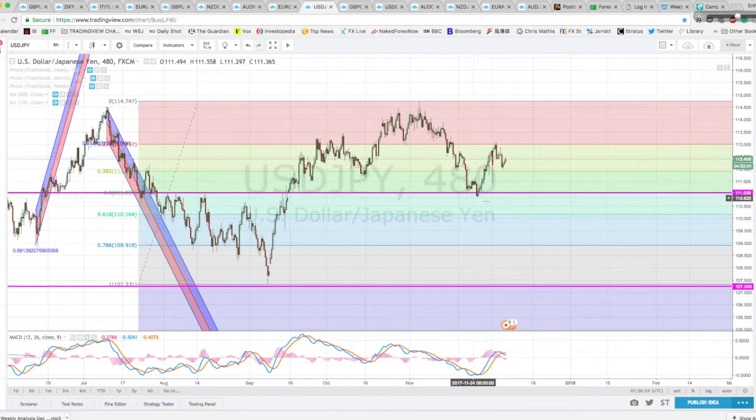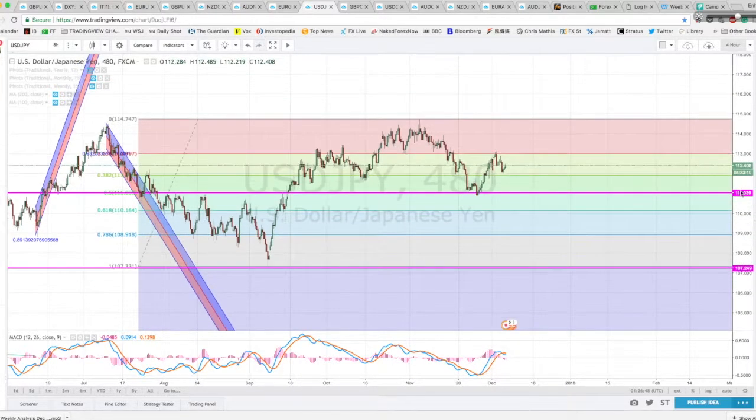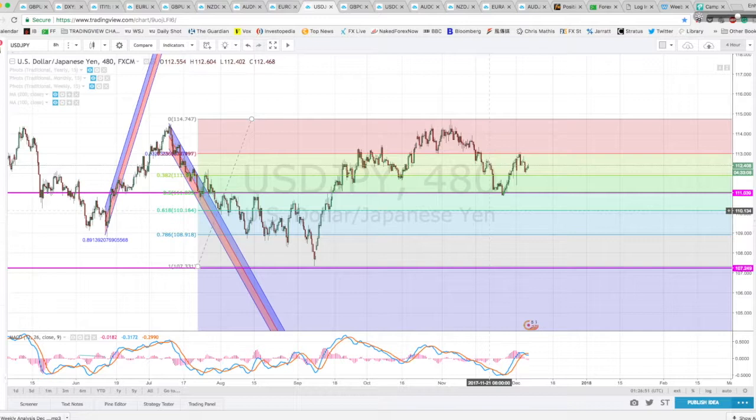So I got in here at 111.19, basically the low of lows since September. And I'm just going to ride this trend. This is most likely going to go into 2018. So I'm not really in a hurry to change anything here.